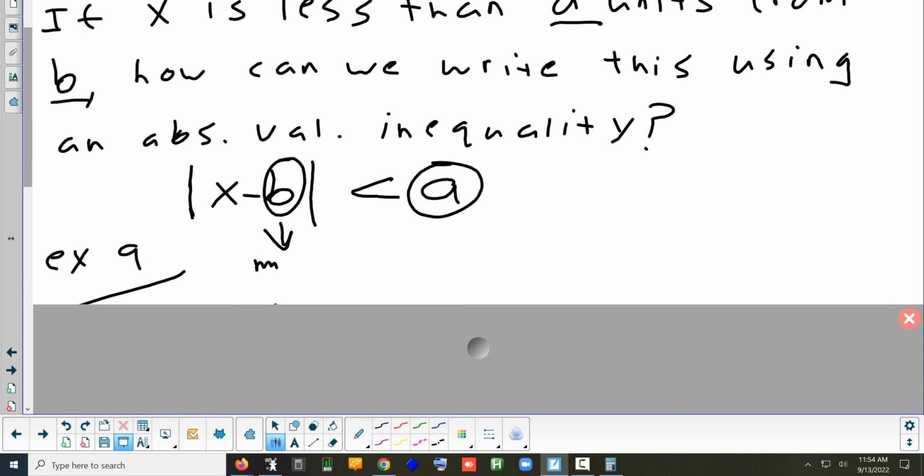So this is the part that's in the middle. And then how far away from that value in the middle.